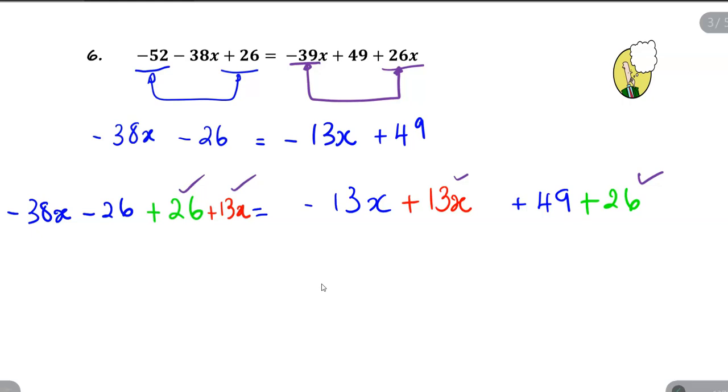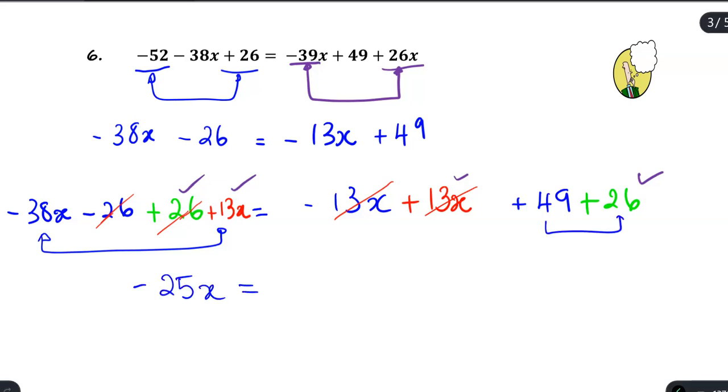So the purpose of that is what? So this and this is gone. Okay, and then what you can do, and this is gone. So now what you have is you can combine negative 38x with positive 13x. So combining these two, I should have negative 25x.